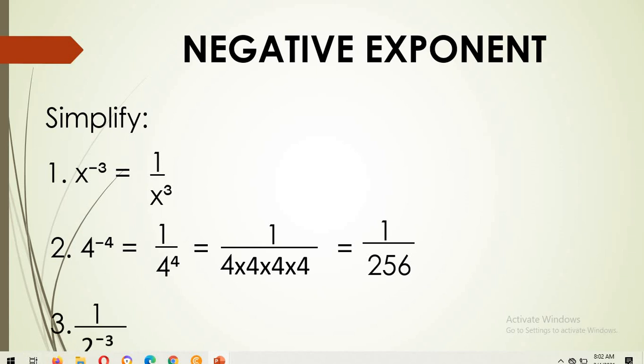Okay, so, we have 1 over 2 raised to negative 3. Just inverse it. So, kapag na-inverse mo na siya, remember na positive na yung ilalagay mo. Baliktarin mo lang. Okay? Then, simplify. It will become 2 cubed, then 2 times 2 times 2, and that is 8.